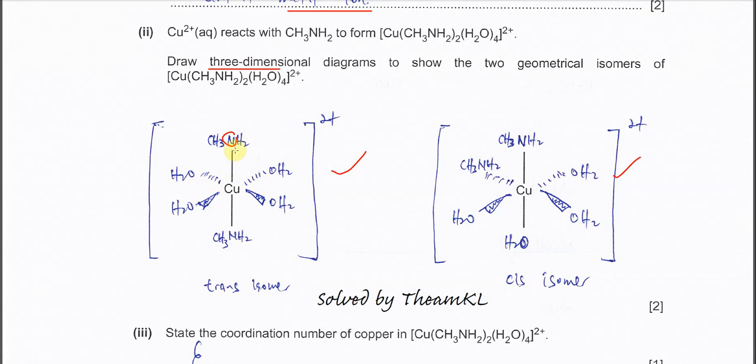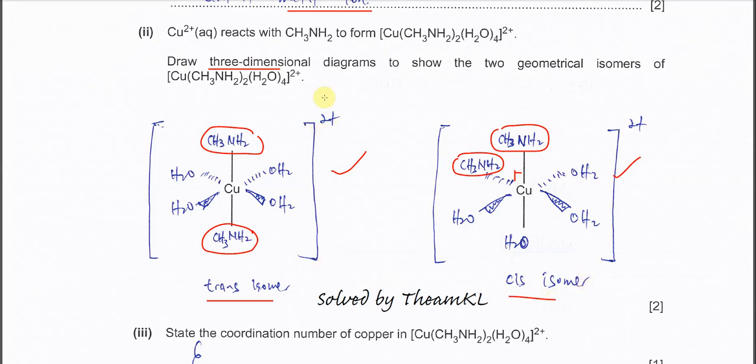Okay, so this one, because the methylamine, now they are actually at different side, means the bond angle between them is 180. So this one is trans isomer. And when the methylamine, now they are at the same side, means the bond angle between them is 90 degree. This is a cis isomer. So you have to draw these 2 isomers.